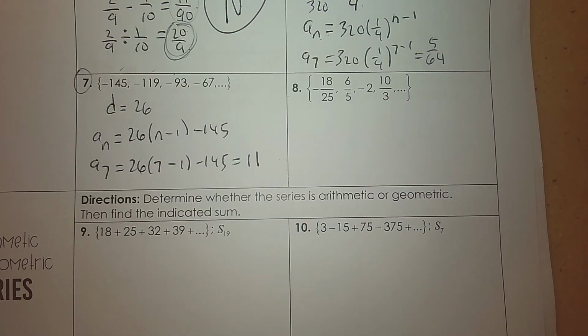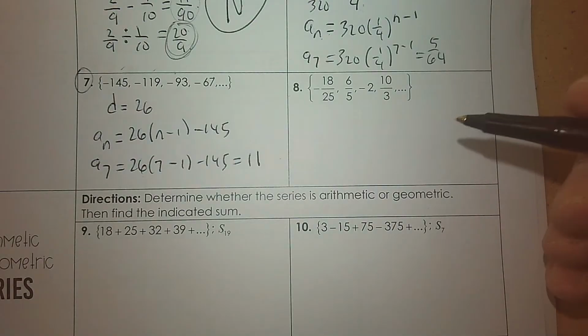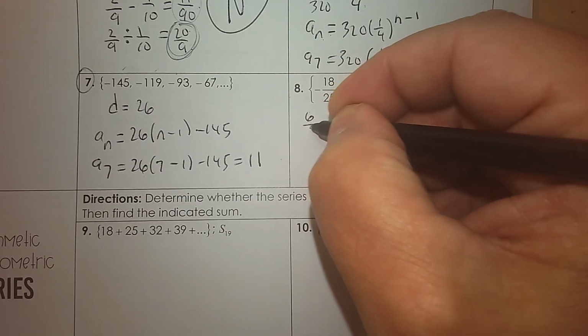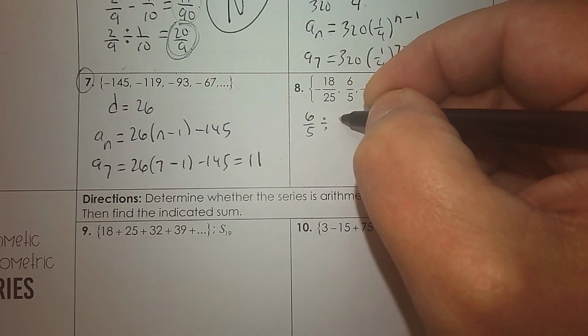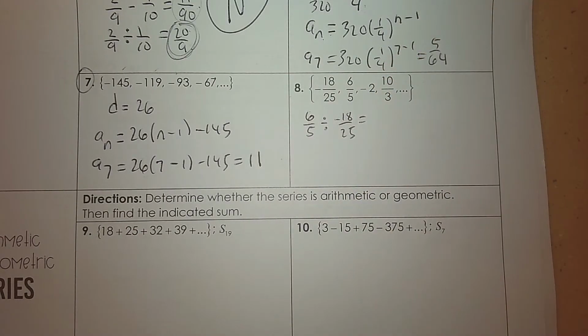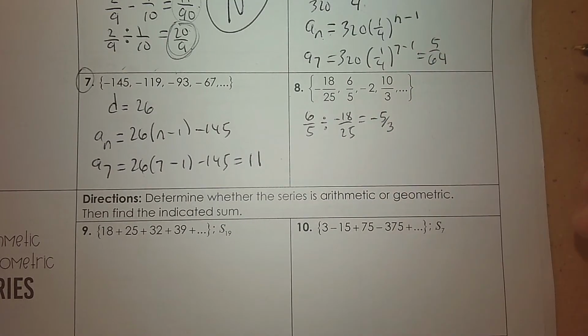All right. Marilyn, is this arithmetic, geometric, or neither? Okay. If it's geometric, what's the common ratio? So if you take 6 over 5 divided by negative 18 over 25, you get the answer negative 5 over 3. Is that right? In the calculator?